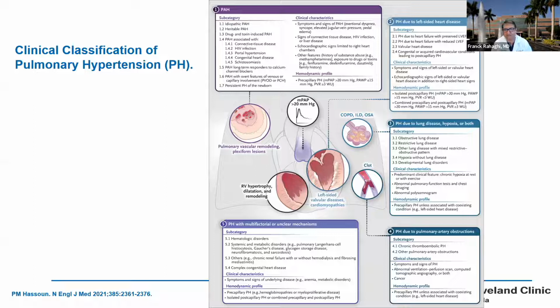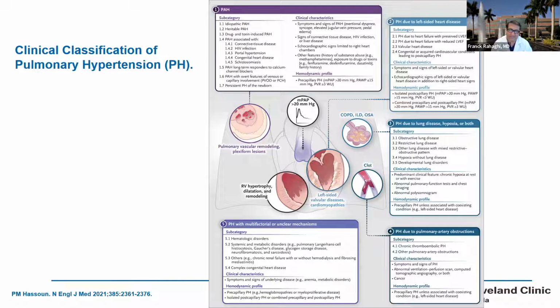And then you have lung disease patients who have pulmonary vascular restriction, but then it's mixed with a lung disease. Big categories are COPD, interstitial lung disease, and some hypoventilation. And treating these people was not easy because they're at risk of having low oxygen by treating their pulmonary hypertension. So it's not easy to treat these patients.